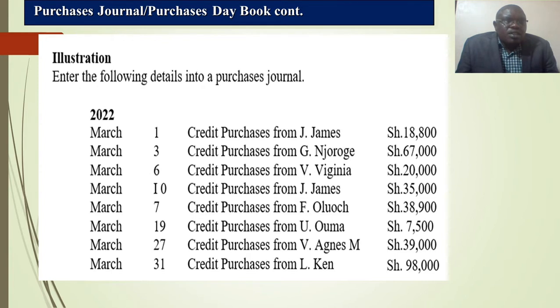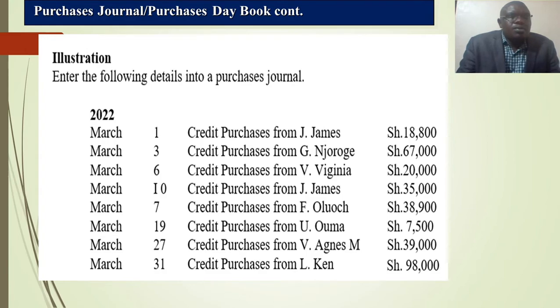On March 17th, credit purchases from F. Oluoch, 38,900 Kenya shillings. On March 19th, credit purchases from U. Ouma, 7,500 Kenya shillings. On March 27th, credit purchases from V. Agnes M, 39,000 Kenya shillings. Lastly, on March 31st, credit purchases from L. Ken, amount is 98,000 Kenya shillings.